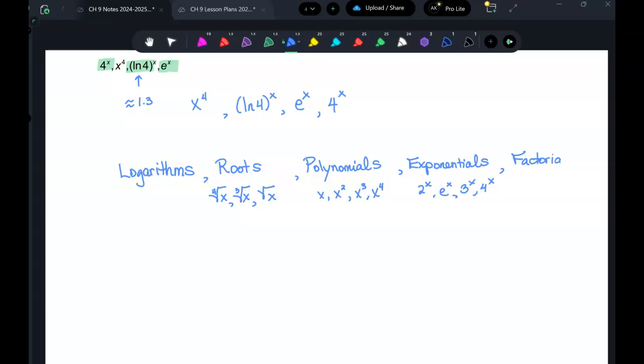Do we have to do anything with factorials? I don't know how to derive them. Yes, we're going to do a lot with factorials. We don't really do much in this lesson, but just so you know, factorials grow faster.